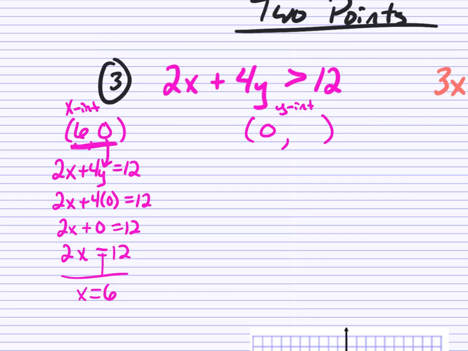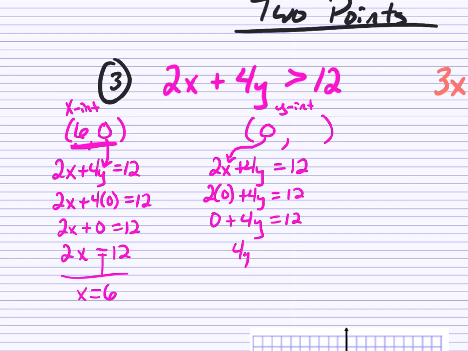Now let's go find the second point, and again, 2x plus 4y. I'm going to pretend it says equals 12 for right now. I know the x value is 0. So 2 times 0 plus 4y equals 12. 2 times 0 is really 0. And 0 plus 4y is just 4y. Quick upside down t and divide by 4. And y equals 3. So I know the y-intercept is 3.